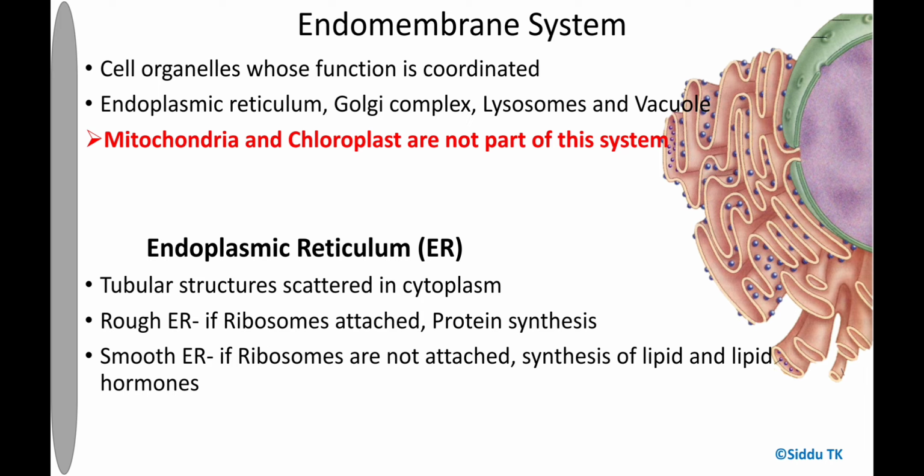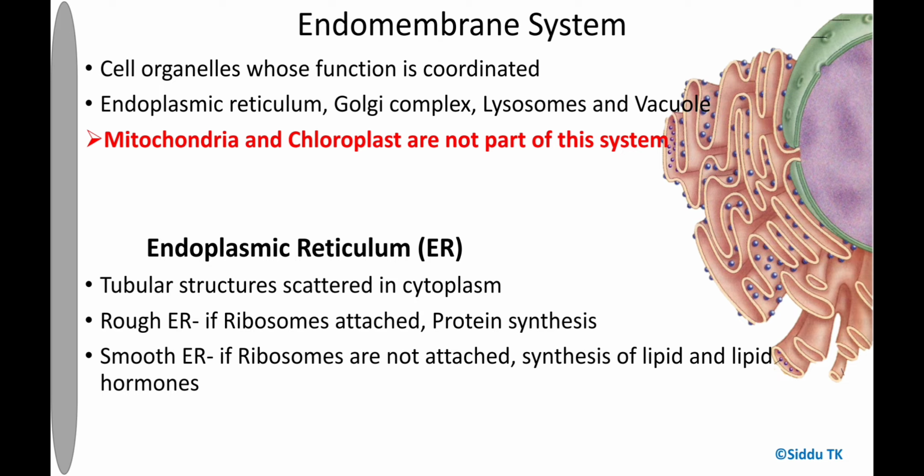Endoplasmic reticulum is the reticulated or tubular structure found attached to the nucleus. This organelle appears as a network of tubular structures. Hence it is called endoplasmic reticulum. If the ribosomes are attached to the endoplasmic reticulum, then it is called rough endoplasmic reticulum because its surface appears rough. If no ribosomes are attached, then it is called smooth endoplasmic reticulum.